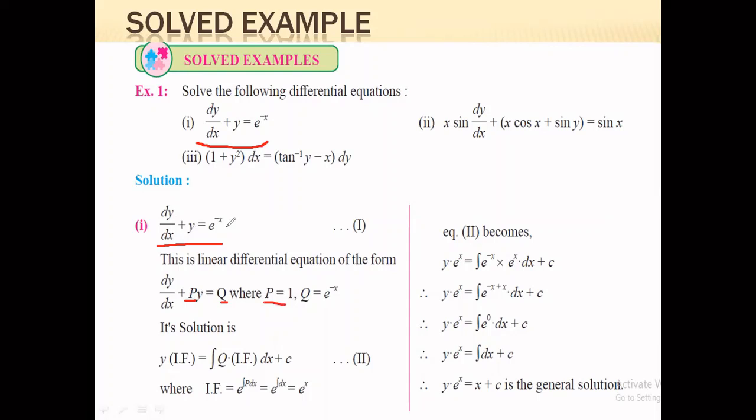हम क्या कर रहे हैं? जो गिवन इक्वेशन 1 है उसको कंपेयर कर रहे हैं हमारे जनरल इक्वेशन से. Now this right hand side is equal to q. So here if we see, it is the function of x, it becomes e raised to power minus x. So q का वैल्यू कितना हो गया? e raised to power minus x.